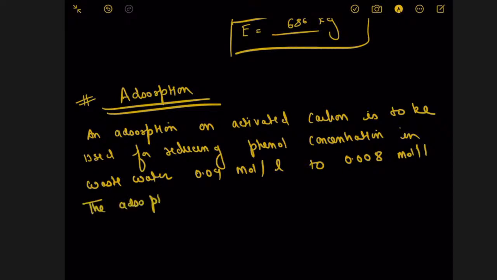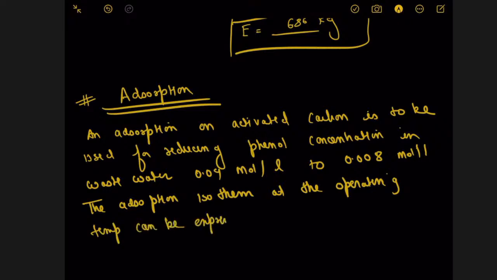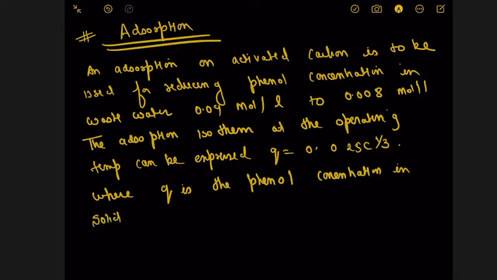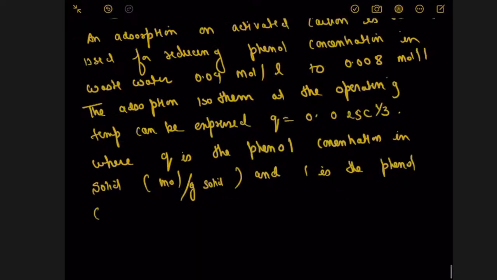The adsorption isotherm at the operating temperature can be expressed as Q equals 0.025 C to the power 1 by 3, where Q is the phenol concentration in solid, that is mole per gram solid, and C is the phenol concentration in mole per liter.